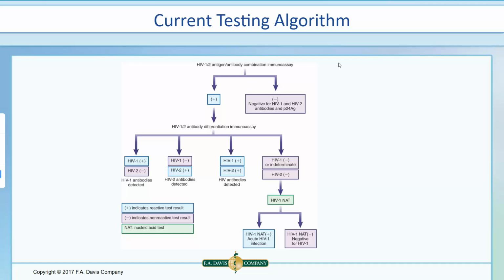And this is the current testing algorithm. You do the HIV 1 and 2 antigen antibody combination immunoassay. If it's negative, then it's just negative. If it's positive, then you follow it up with an antibody differentiation immunoassay to see whether it's HIV-1, HIV-2, both of them detected, or neither one detected. In this case, you would confirm that by doing an HIV-1 NAT, nucleic acid test. If the nucleic acid test comes back negative, then they're negative. If it comes back positive, then we know it's an acute infection, and the patient may just not have developed antibodies yet.